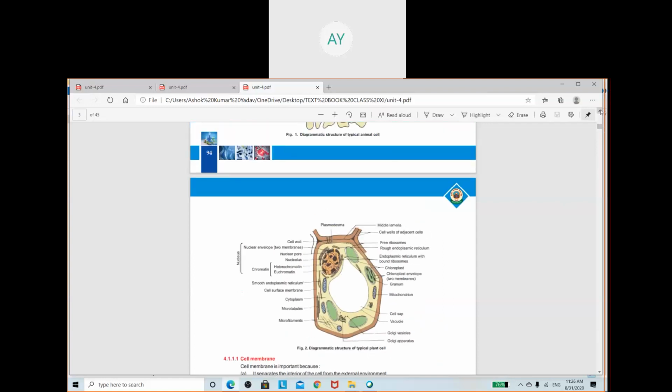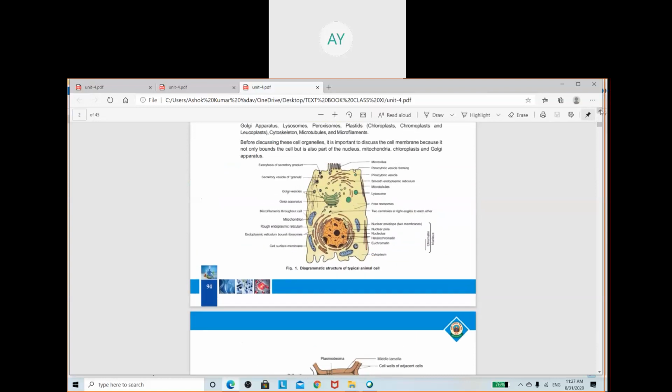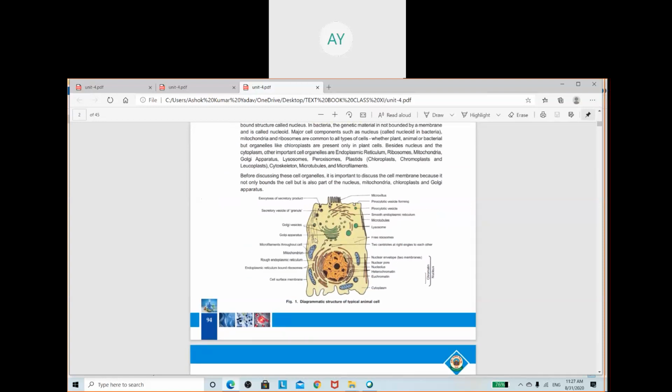Second difference, there is a presence of chlorophyll inside the chloroplast in case of plants. Generally, chlorophyll is present inside the leaves of the plant, but you will not find chlorophyll pigment or chloroplast in case of animal cell. You cannot find it anywhere. In animal cells, for any example, there is absence of chlorophyll.